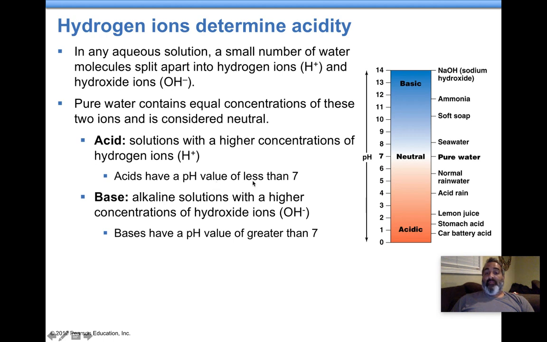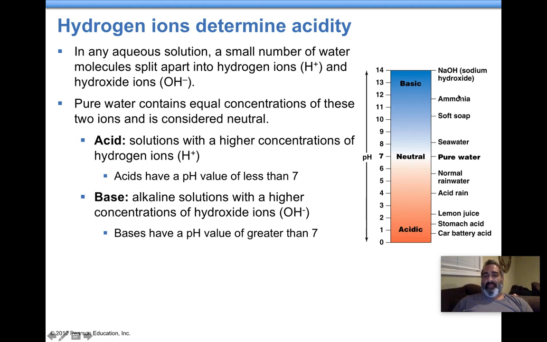Acids have a pH value of less than 7. Bases have a pH value of greater than 7. If it's right at 7, it is neutral. So pure water has equal hydrogen or hydronium ions as it does hydroxide ions. They're equal. That's what makes pure water a pH 7 and neutral.